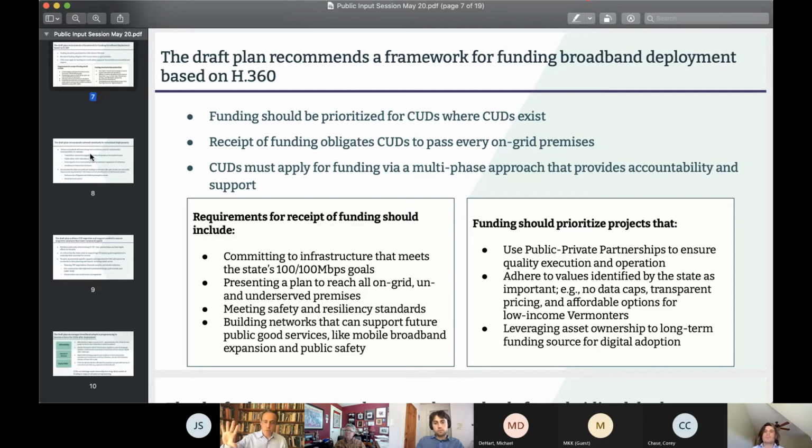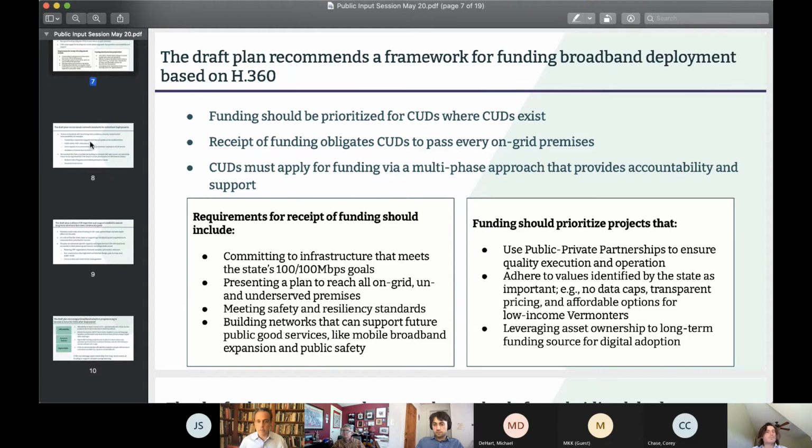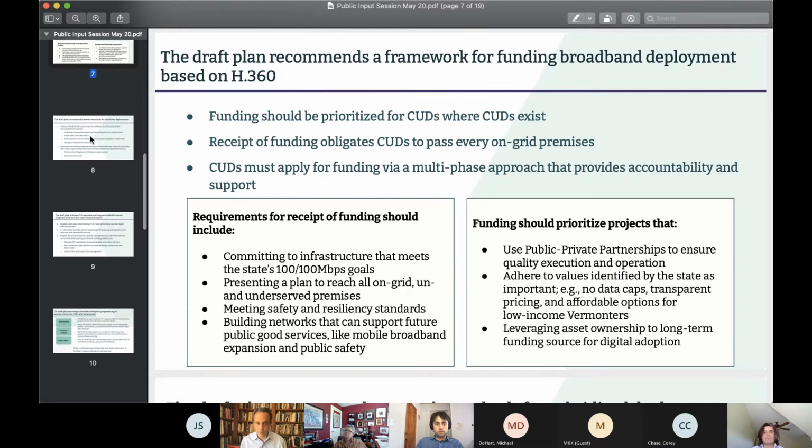And then there are some things that should be prioritized, including public-private partnerships, as well as other kinds of values like not having data caps or transparent pricing and other kinds of things. We're not saying that should be a requirement. We do think, though, it should be prioritized, and we want to make sure that there are tools available for CUDs to be able to negotiate those or to work those into their plans where possible.